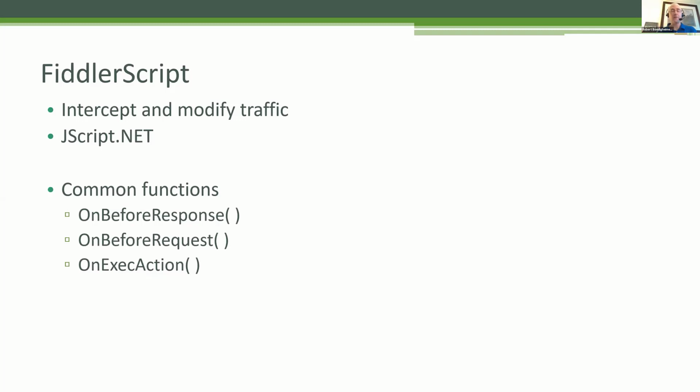So now that we've seen a lot of manual ways: composer, autoresponder, breakpoints, there are also going to be times where I want to use code to intercept and modify traffic. So FiddlerScript was built into Fiddler, and it just lets me write code to do certain things. There are a few common functions: OnBeforeResponse, OnBeforeRequest. So I can trap this. It's called JScript.NET. It looks like a mashup of JavaScript syntax and .NET classes. So let's look at what that looks like.